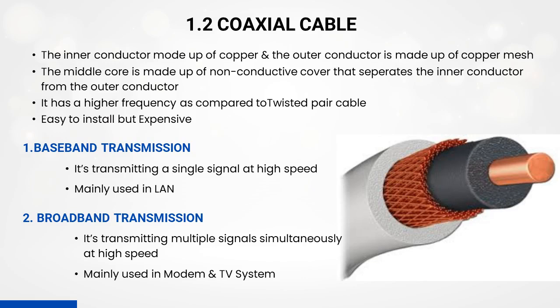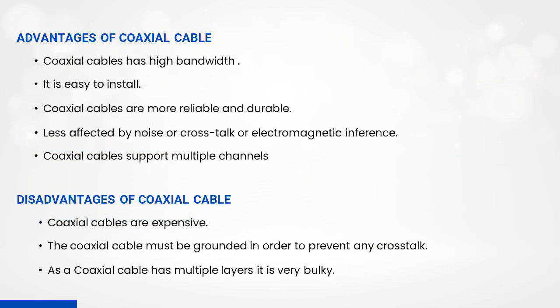Second one, broadband transmission. Sends multiple signals at the same time at high speed. Used in modems and TV systems. Advantages of coaxial cable. High bandwidth. Can carry a large amount of data, making it suitable for high-speed communication.